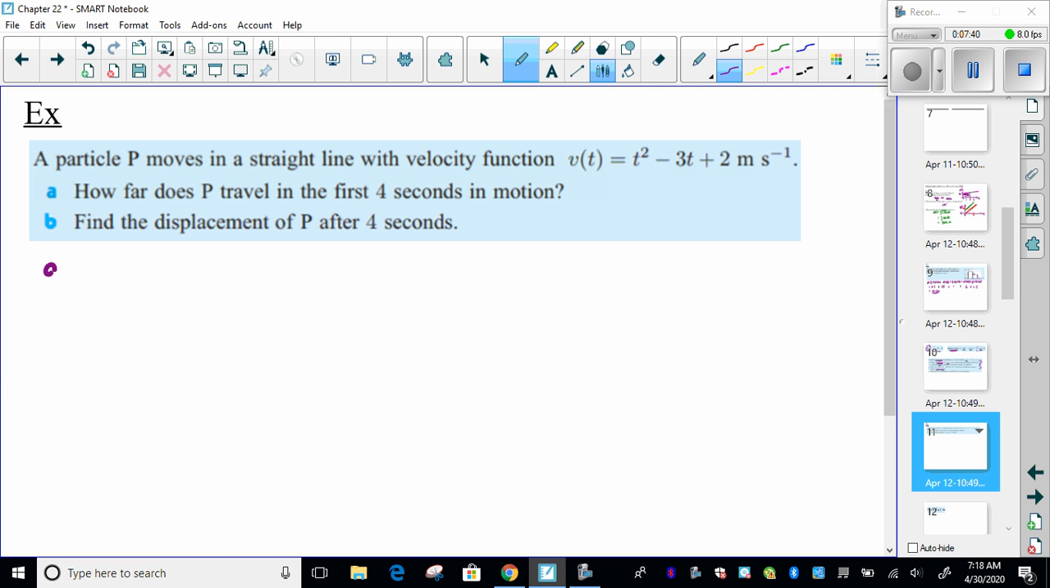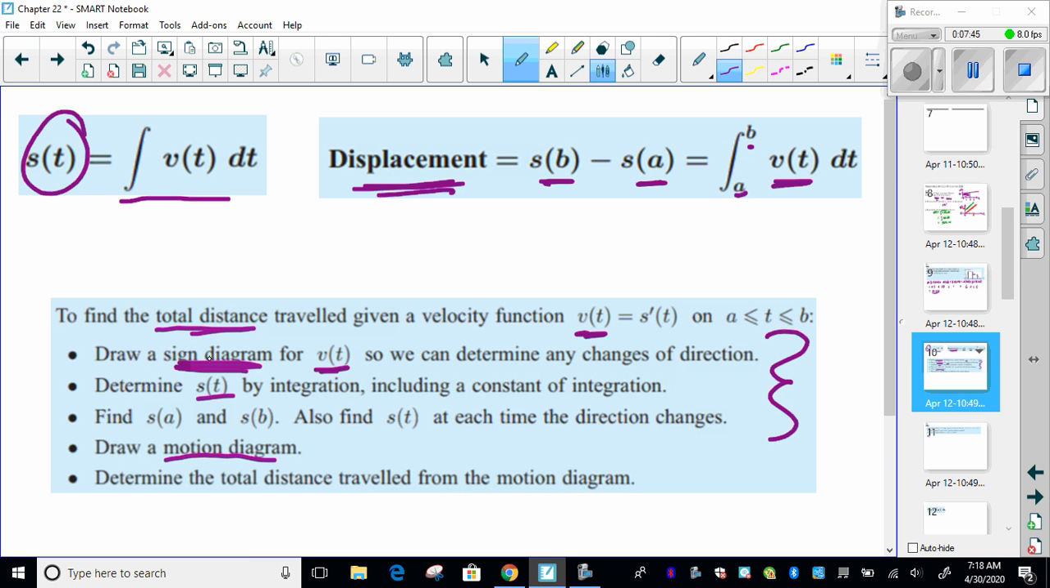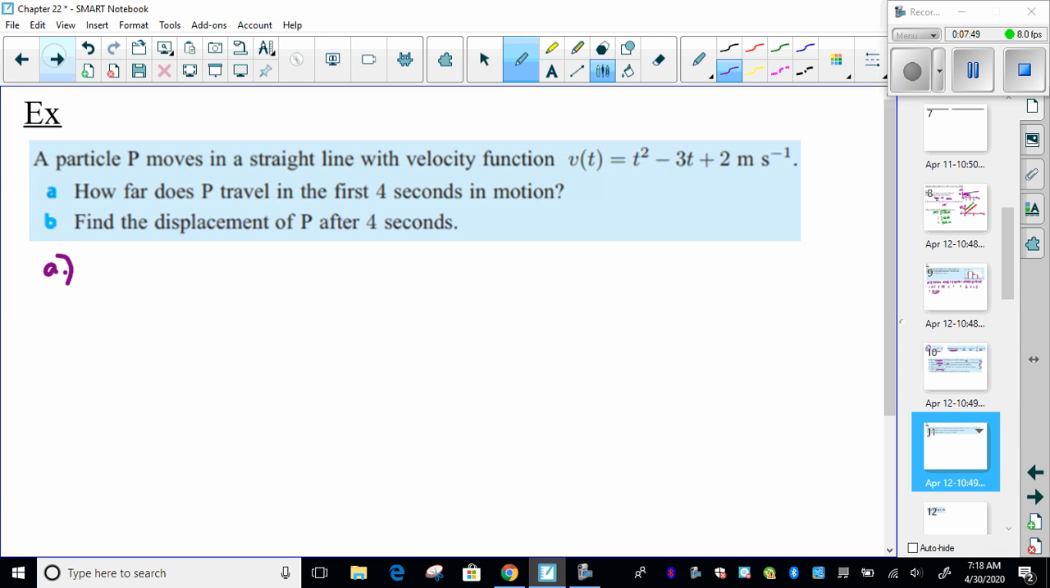So for A, as we said on the previous page, we need to figure out a sign diagram so that we can figure out where it changes its direction, where it goes forwards or backwards. In order to do a sign diagram, we set v of t equal to 0 because we want to figure out where it changes negativity, because that means it's going from the positive direction to the negative direction. So we're going to factor that. So therefore, t equals 2 and 1.